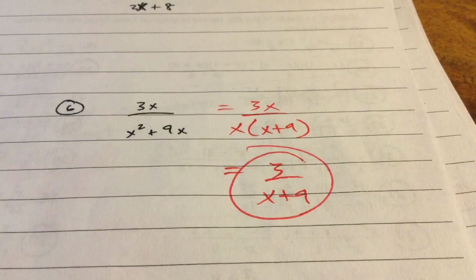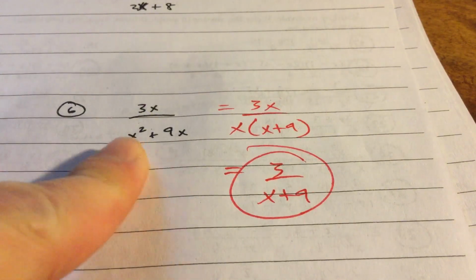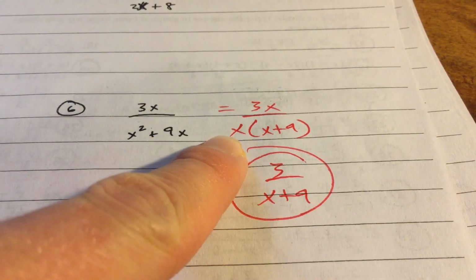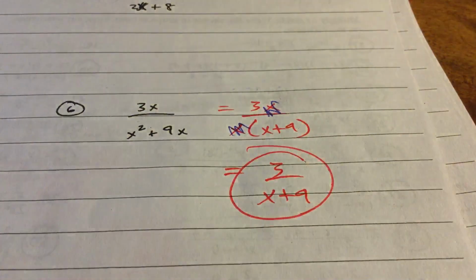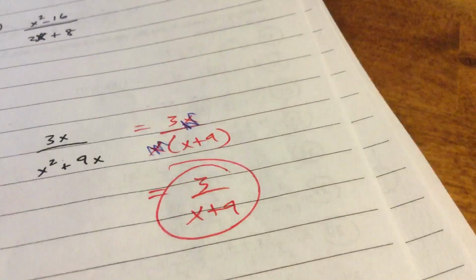All right, lastly here, let's look at number 6. Top doesn't factor at all. In the bottom, factor out the x they have in common. You're going to have x times x plus 9, and the x's will cancel, leaving you with 3 over x plus 9. Down at 8, so the bottom factors pretty quickly.